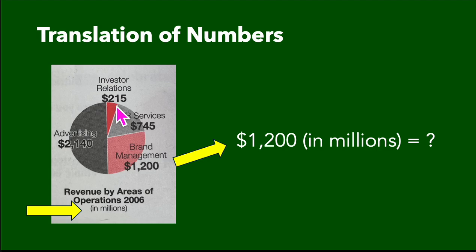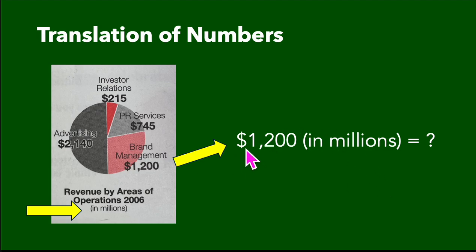It looks like $215, $745, $1,200, and $2,140. But yoku yoku mitara, at the bottom it says in millions, revenue in millions. So we have to make the change as to what that would be. We need to add some zeros, in other words.